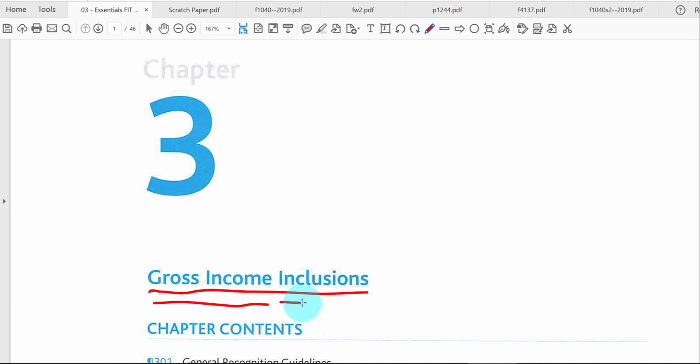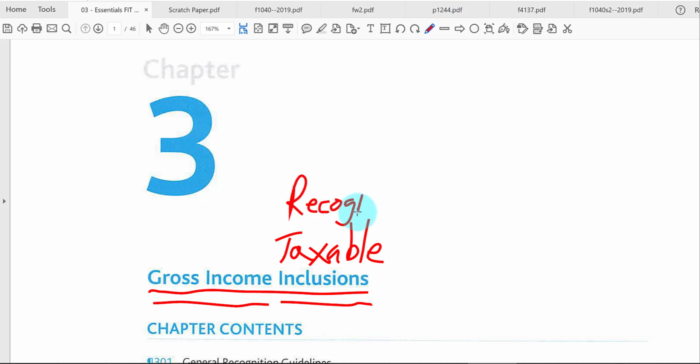This word inclusion means the amount just has to be included on the return. In fact, another term you may see for inclusions is the word taxable. Income that is taxable or subject to tax. Or another term you hear in this chapter may be the word recognize. You have to recognize or report the income on the tax return and you pay taxes on it.